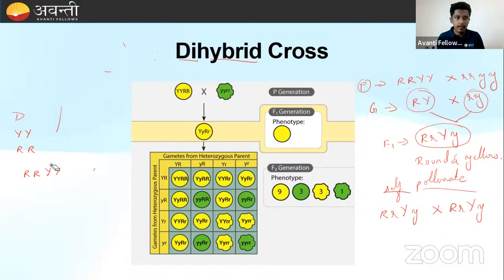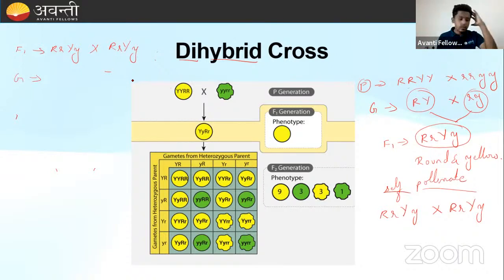Okay, done. Chalo. So this is a very, very important step. What do we have here? We have an F1 generation that is capital R, capital Y, small y, and we are crossing it with capital R, small r, capital Y, and small y, right? While we're doing this, we have to again get the gametes. You remember, we have to get the gametes.